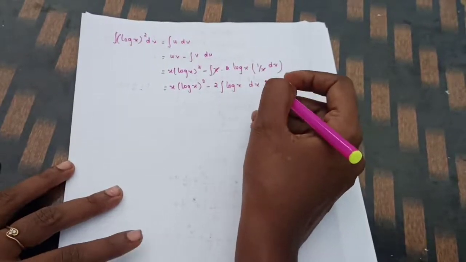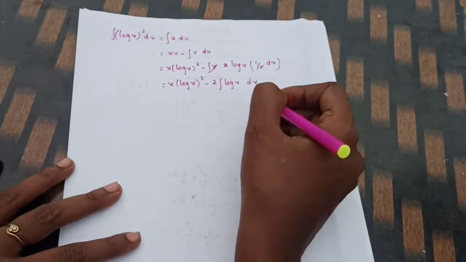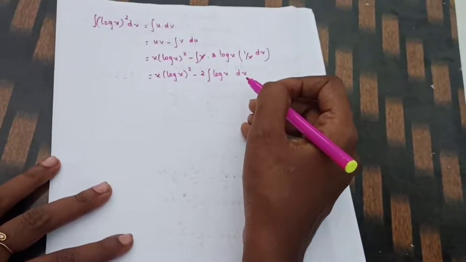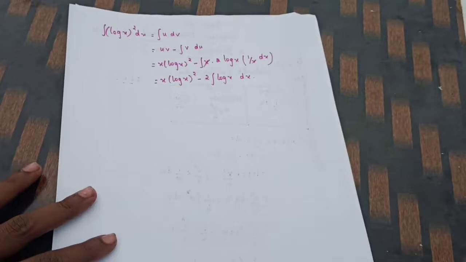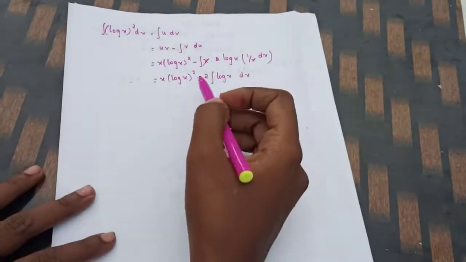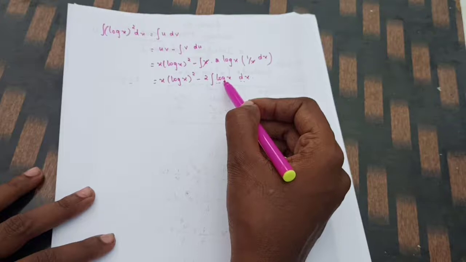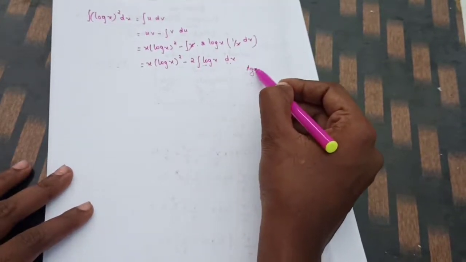Listen here very carefully, children. You need to find this out again by using ILATE. Why? What's the reason? You will have a doubt. Why are you putting ILATE again? Here again two functions. Okay, I will clear your doubt first. Here again two functions, yes or no? Log x is one function, dx is one function. So you need to put ILATE again.